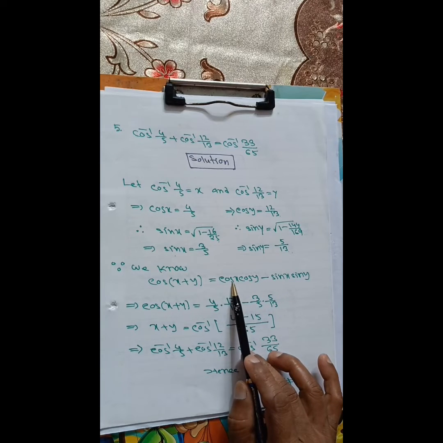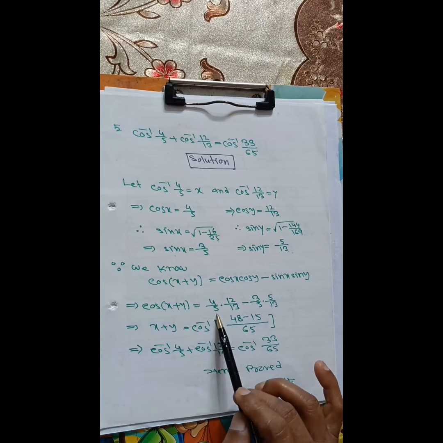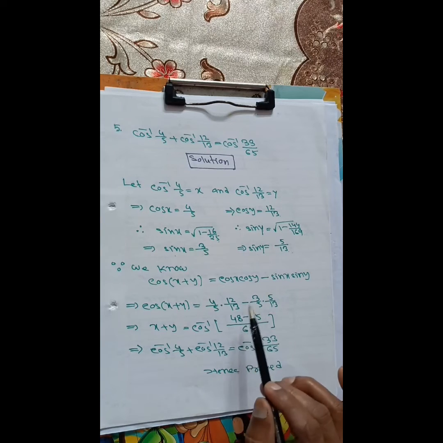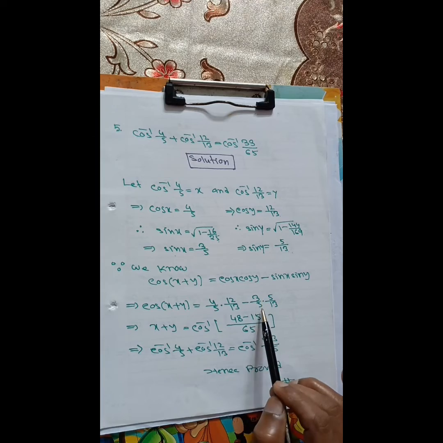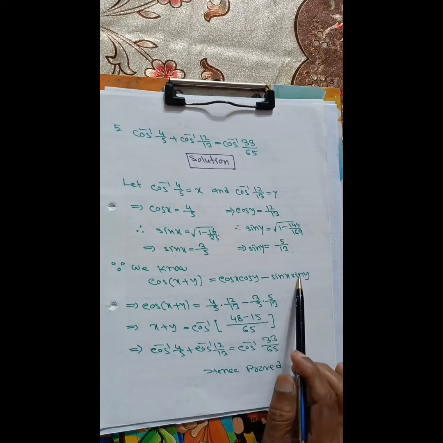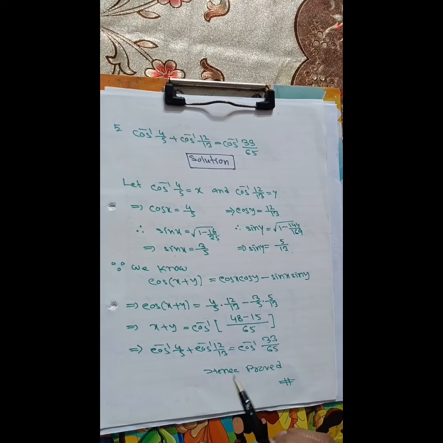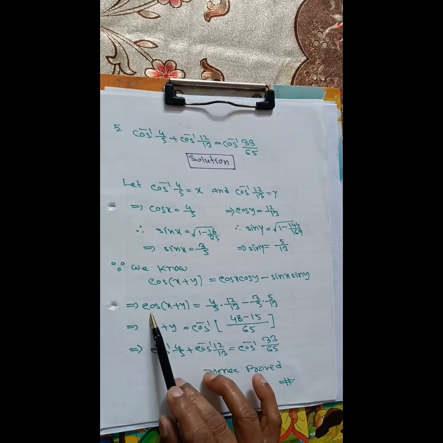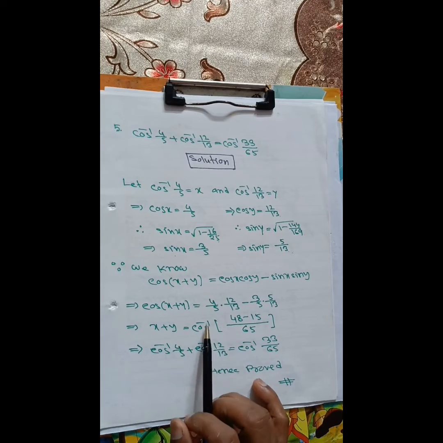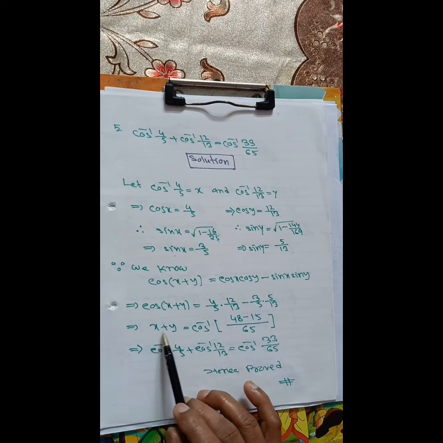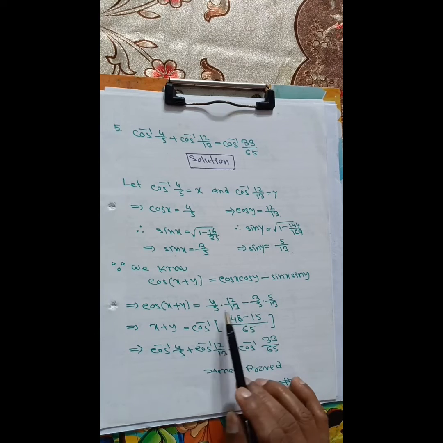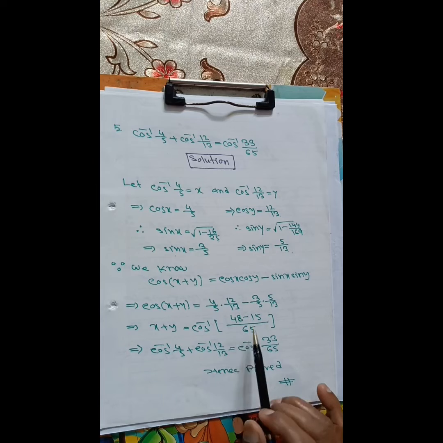Cos x is equal to what we have found? 4 by 5. Cos y is 12 by 13, minus sin x, which is 3 by 5, and sin y, which is 5 by 13. Then cos goes to the right side, so it becomes cos inverse. Then we get x plus y is equal to cos inverse. After taking LCM 65, we get 48 minus 15.